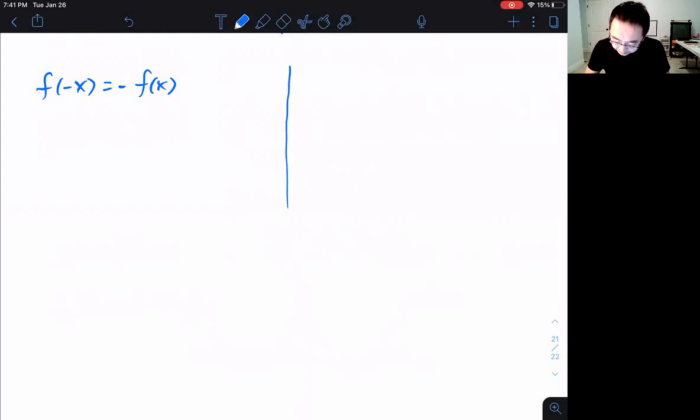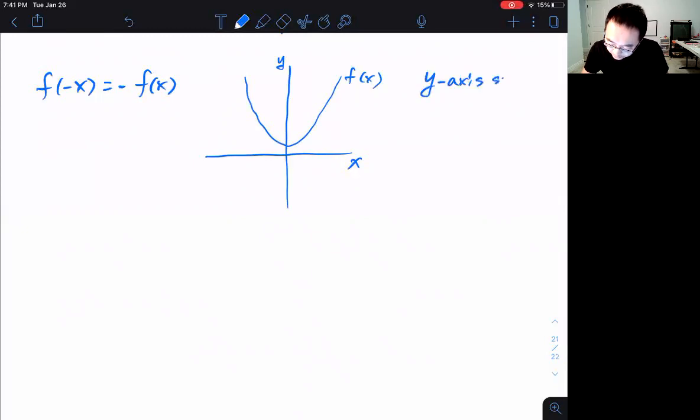All right. So we can also look at the y-axis symmetry. The graph of a function f has y-axis symmetry, or is symmetric with respect to the y-axis, if f of negative x equals negative of f of x. In that case, this is a graph that looks symmetric around the y-axis. So we call this y-axis symmetry.